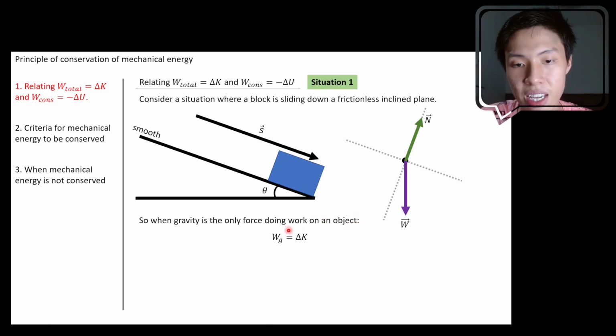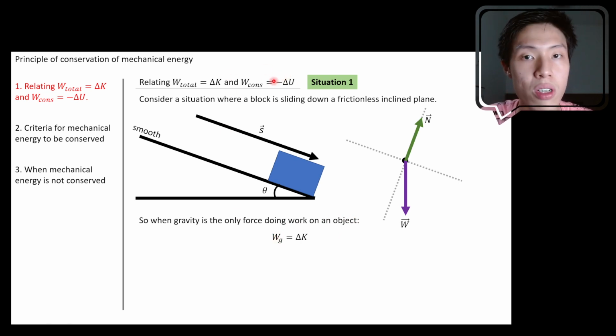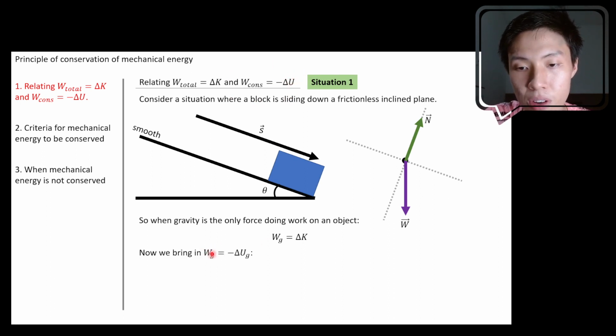If that's the case, we now relate this work done by gravity with the idea that the work done by a conservative force is equal to the negative change of potential energy. To be more specific, the work done by gravity is equal to the negative of the change of gravitational potential energy.